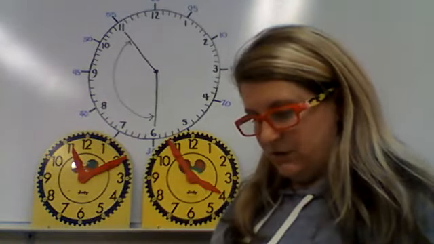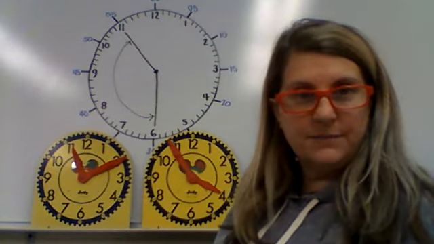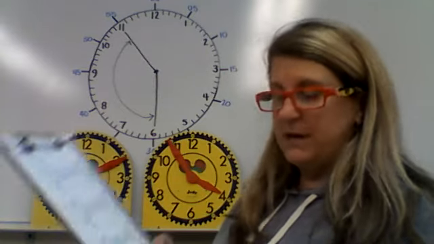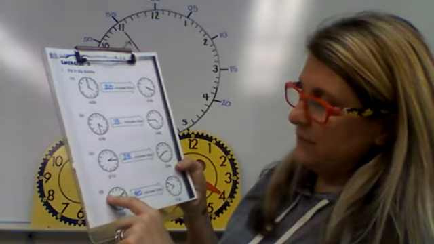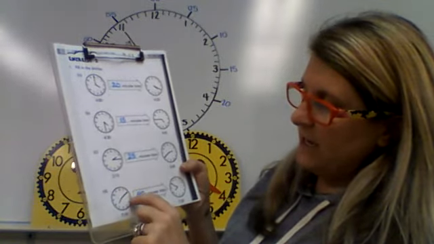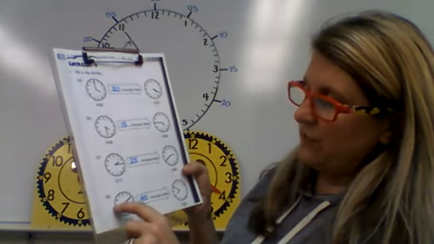C goes from 2:15 to 2:40. You look at the minute hand, it goes from the 3 around to the 8, 5, 10, 15, 20, 25 minutes. D goes from 7:10 to 7:50. So the minute hand starts on the 2 and goes all the way around to the 10. So we count 5, 10, 15, 20, 25, 30, 35, 40.